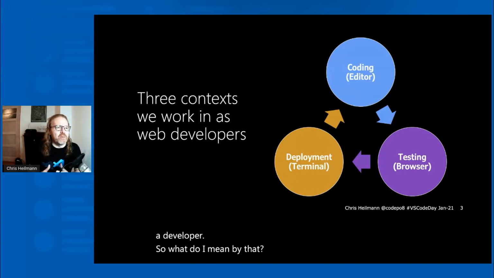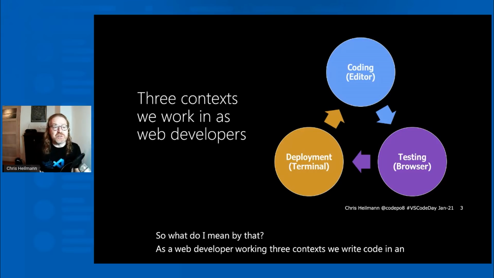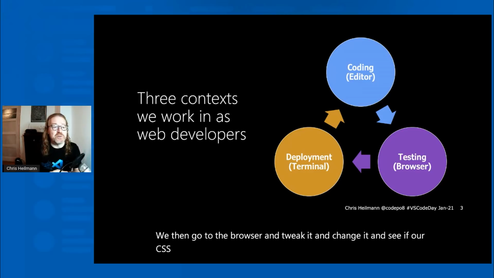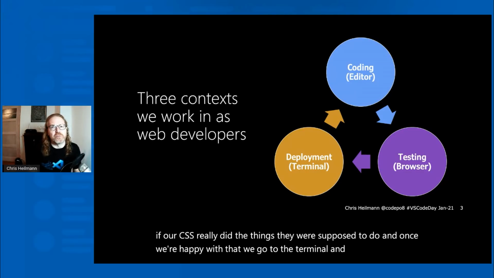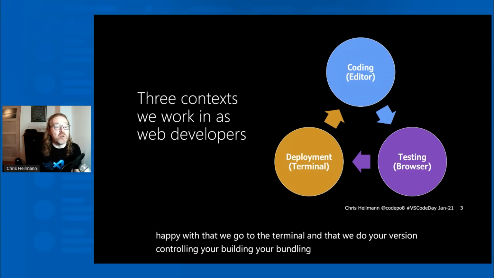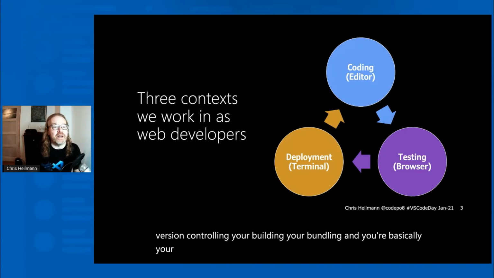As a web developer, we work in three contexts. We write code in an editor. We then go to the browser and tweak it and change it and see if our CSS really did the things they were supposed to do. And once we're happy with that, we go to the terminal, and there we do your version controlling, your building, your bundling, and your deployment.